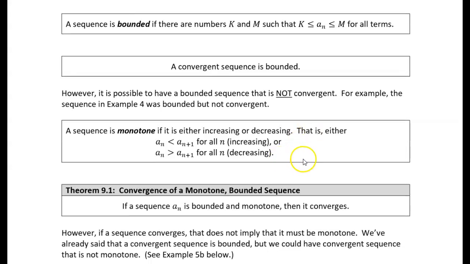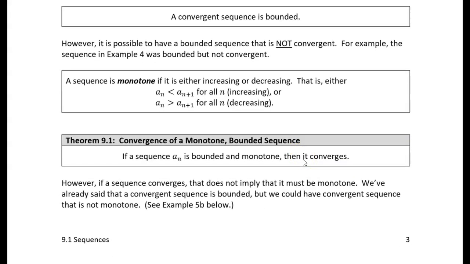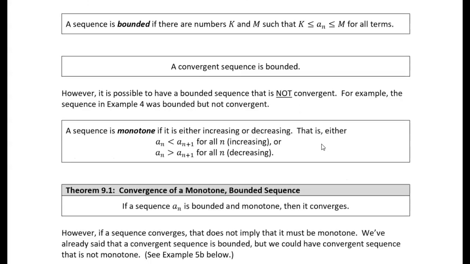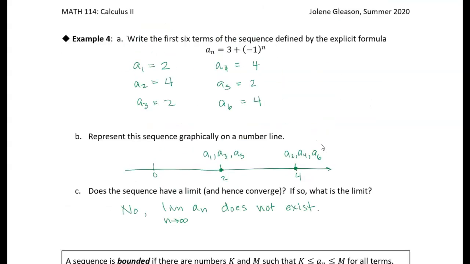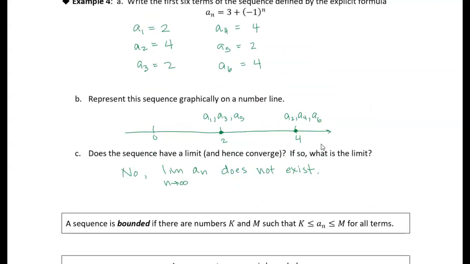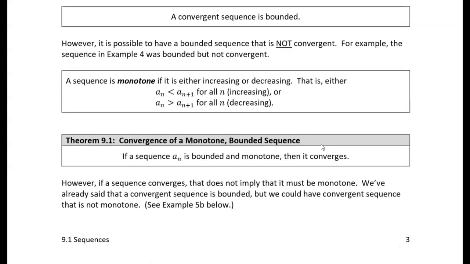Now, if a sequence is both bounded and monotone, then it converges. So that's a theorem that's in your book. But you have to be careful with this because if a sequence converges, it doesn't necessarily imply that it's monotone. I mean, we just saw one that goes back and forth. Yeah, so we had this sequence. Example 4 was not monotone because it kept flipping back and forth, but it also didn't converge.